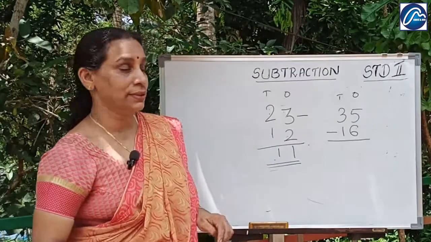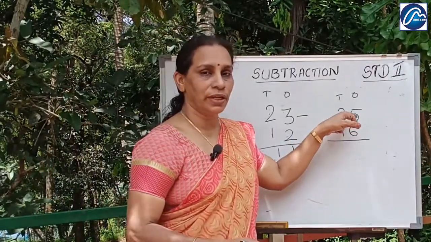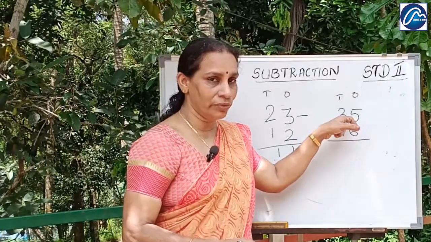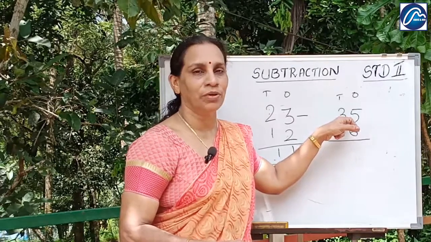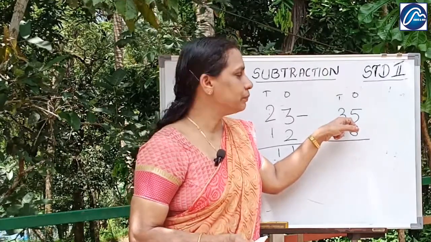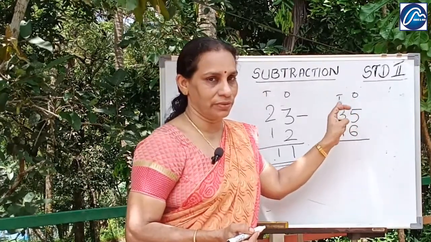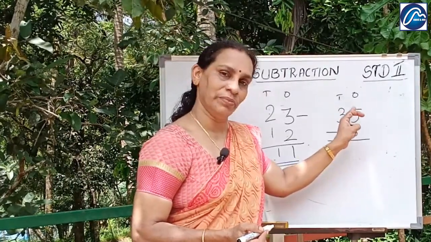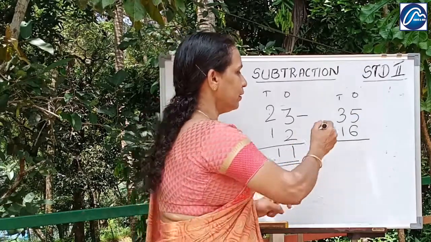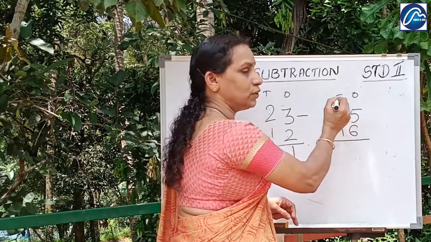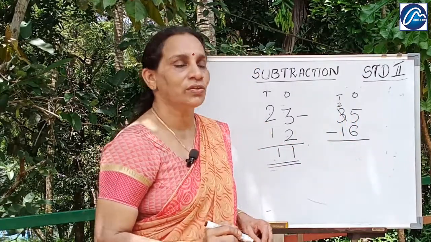35 minus 16. Can you subtract 6 from 5? No, it is not possible. Then what will you do? You will take 1 tens from here. Okay? Then it will become 2 tens only. It will become 2 tens only.